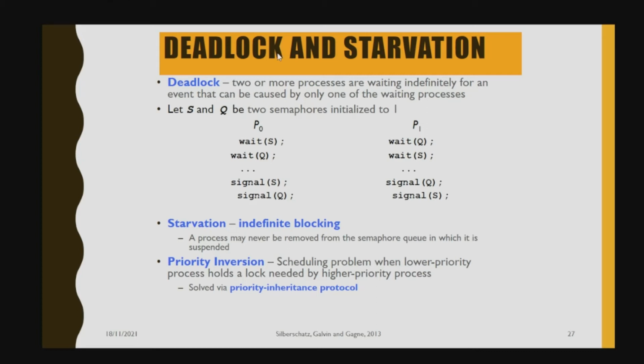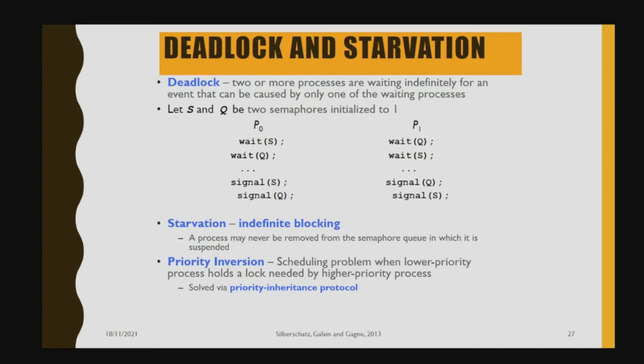Deadlock means that two or more processes are waiting indefinitely for an event that can be caused by only one of the waiting processes. It means that if a process has to wait for the rest of the time, it is unable to be executed. So this is the deadlock situation.